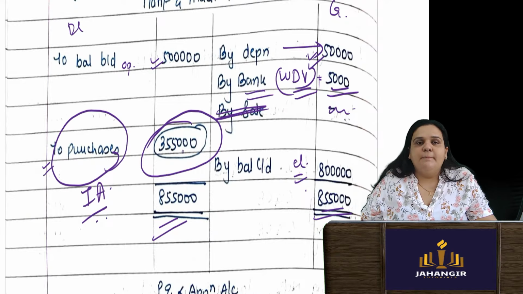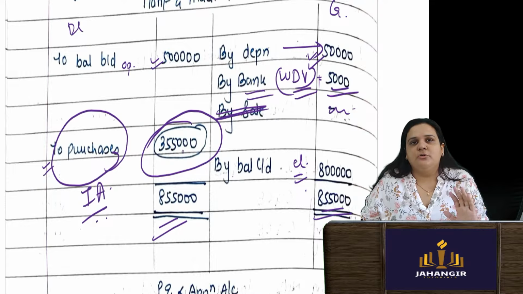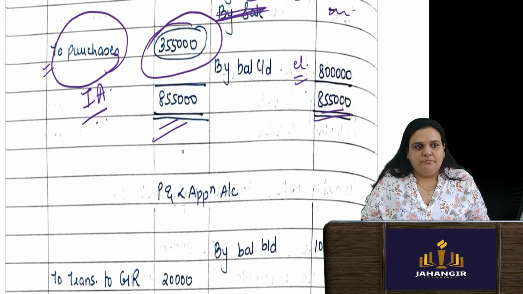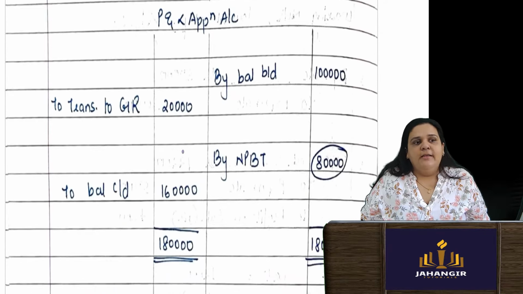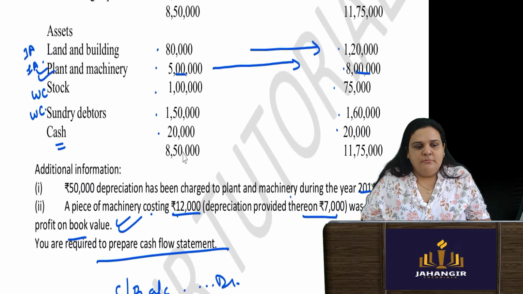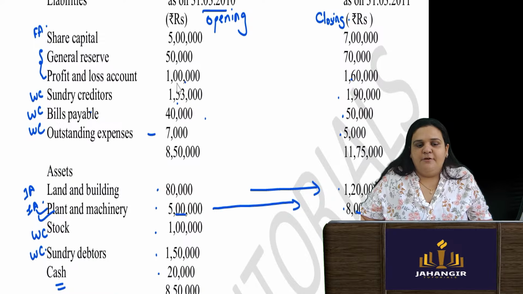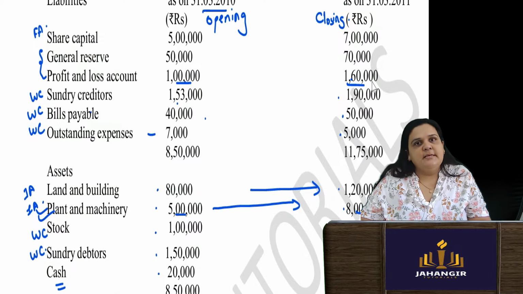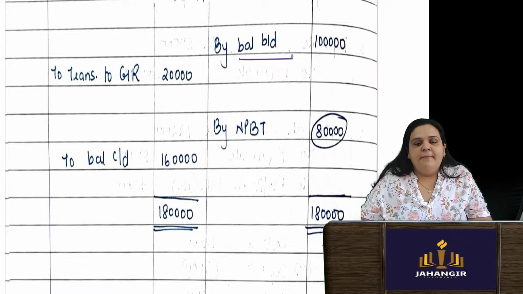Purchases of the balancing figure 3,55,000. They can ask you this as a separate question for 3 marks. Now I need to find my NPBT. They have given me my P&L account. Simple. Profit and loss, they have already given me 1,60,000 and 1,00,000. So I will start by balance brought down, opening 1,00,000, and to balance carried forward 1,60,000.